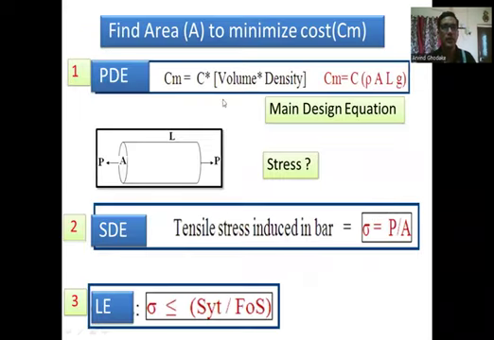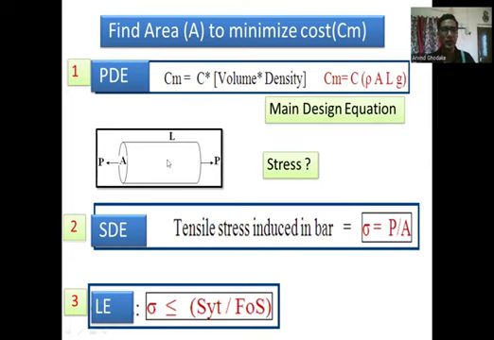So to find out the area to minimize the cost Cm, the primary design equation developed is given as below. So PDE in the form of minimizing the cost: Cm is equal to C into volume into density. So Cm is equal to C into bracket volume is A into L into rho into g, that is the product of volume into density. So this equation is called the main design equation, that is also called the primary design equation.